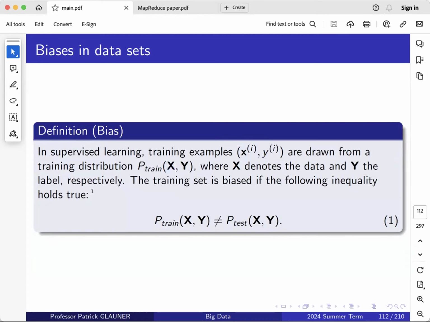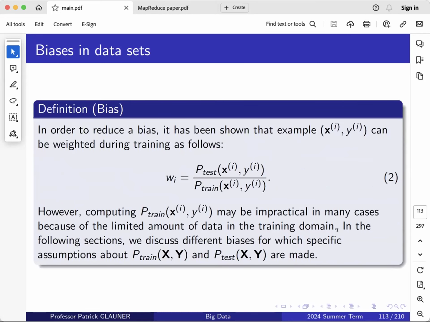Now we have our training data, which is obviously different to our test data, but we care now about the distributions. And if our training data comes from a distribution that is different to the test data's distribution, then we have a bias. So it's not about that the two sets are different, because yes, for sure they are different. But what we care about now is if the distributions of the training and test sets are different. And if they are different, then we have actually a bias.